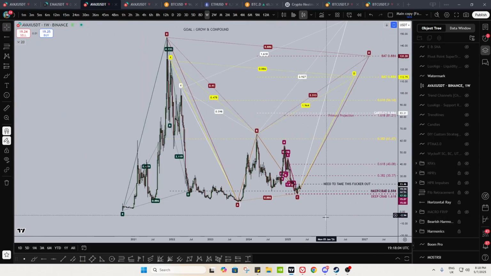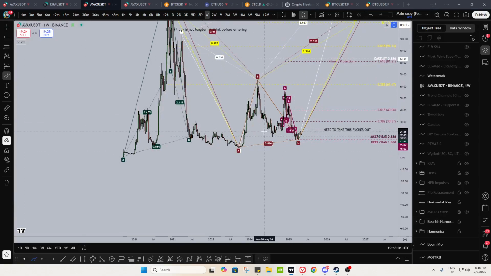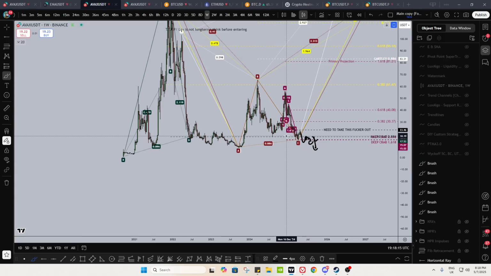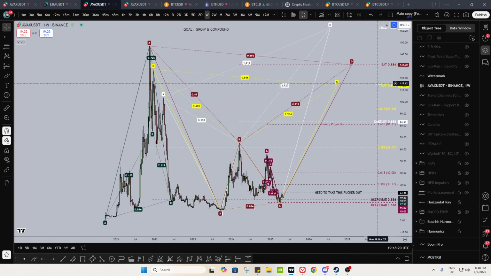All these targets still valid. We've hit the 886s. What we don't want to see, of course, is breakdown that turns this area into resistance, right? And don't accept above, because then what you're saying is you're probably going to carry on going lower. These 886s get invalidated.